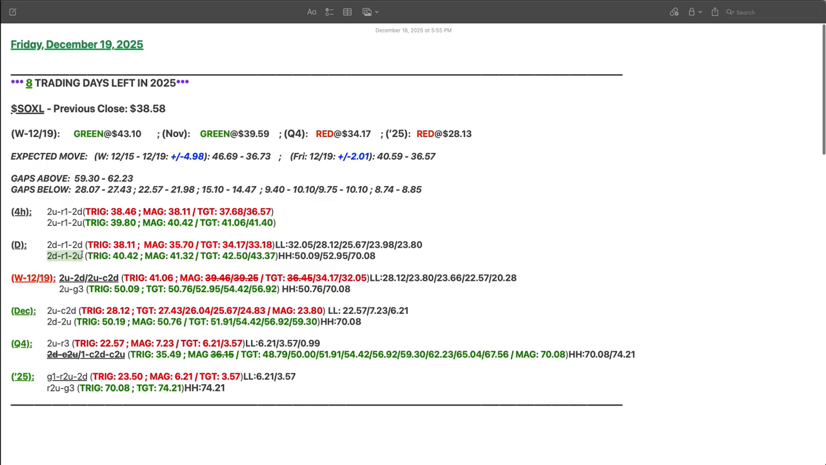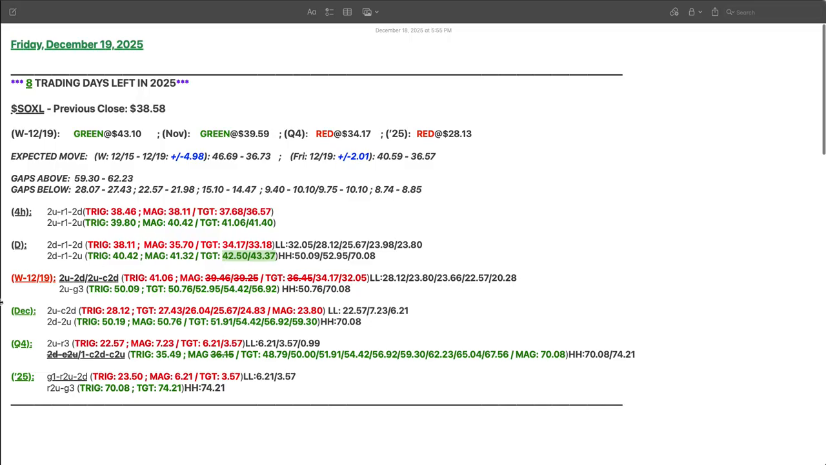But if we do go to the upside, that gives us a 2-1-2 up reversal. That triggers at 40.42. Gives you a little bit more magnitude than the downside, taking you to 41.32. If we get some steam going, we went ahead and listed out the extended targets for you here. So it's everything from scalping all the way up through the day. We won't go back to the charts for the rest of them either.